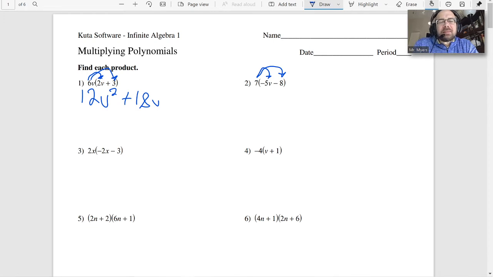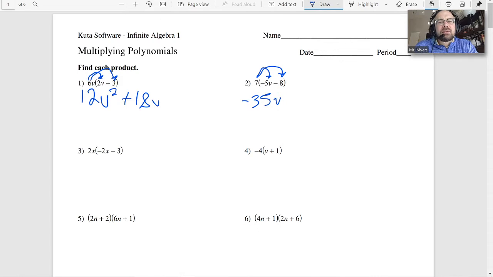This is 7 times negative 5. You're not subtracting because the 7 is right next to the parentheses. When you have a number right next to a parentheses, you're going to multiply it. And of course, that's the name of the worksheet too, right? So we know we're supposed to be multiplying. But it's not 7 minus 5, it's 7 times negative 5. So positive times a negative is a negative. 7 times 5 is 35. And then, of course, there's that v there. Right? There's only that one v, and that's it.